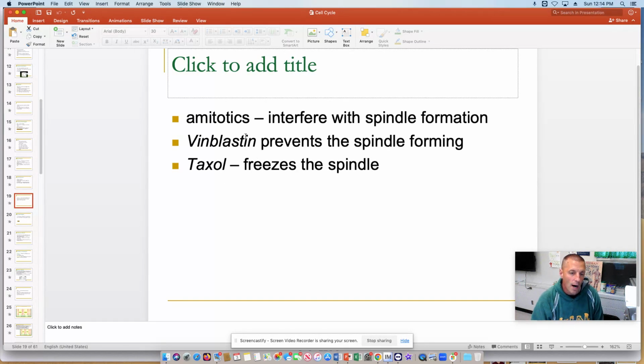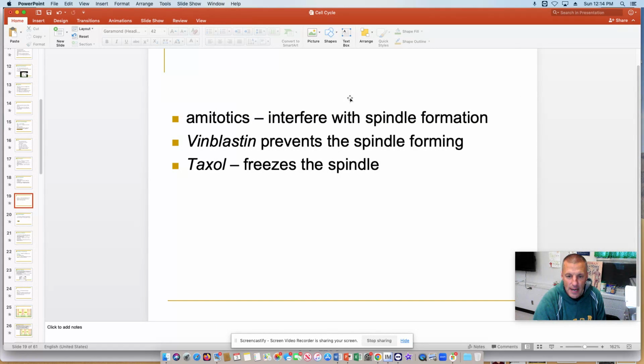So some of the things that are used, antimitotics. Mitosis means for cells to divide. Antimitotics are meant to keep it from dividing. Vinblastine prevents the spindle from forming, and Taxol freezes the spindle, doesn't allow it to be effective. So those are just some examples of things that might be administered to someone who's undergoing cancer treatment.